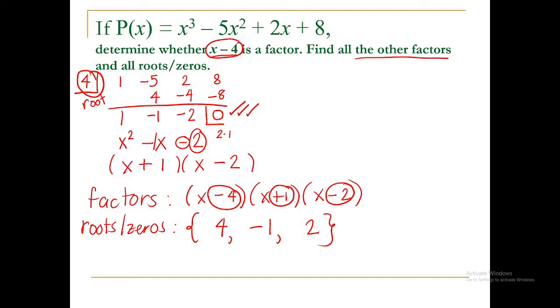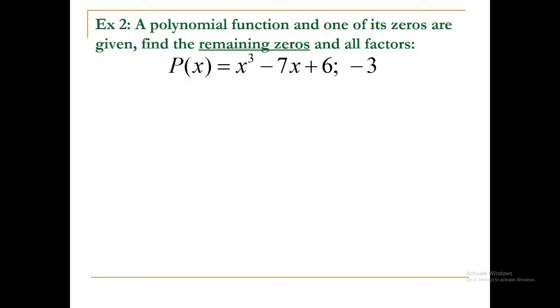Okay, let's have another example. You have x cubed minus 7x plus 6, and you are not given a factor. Instead, you are given one of the zeros or roots. So take note, this is a root or a 0. How do you write this root as a factor?